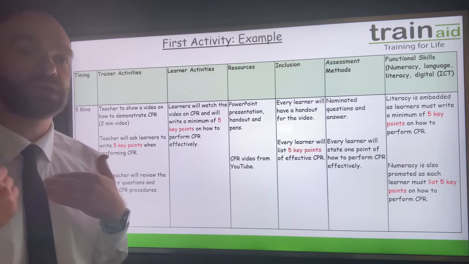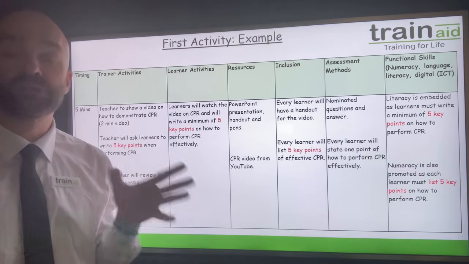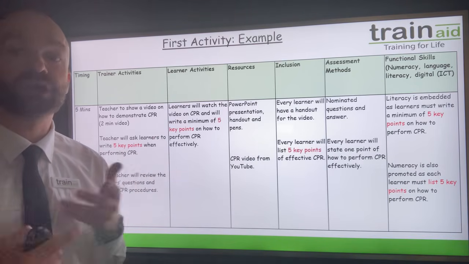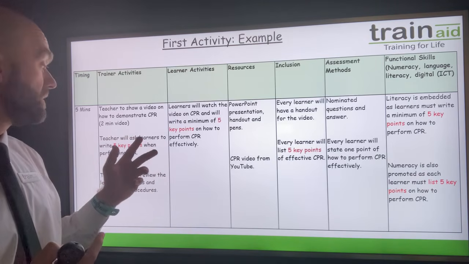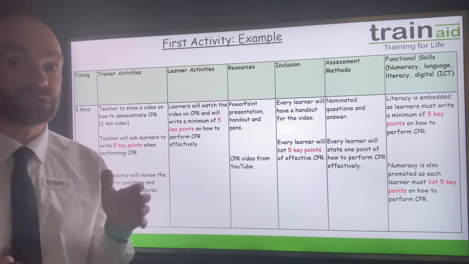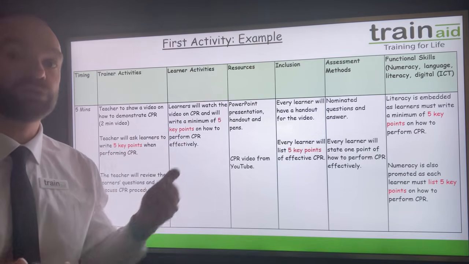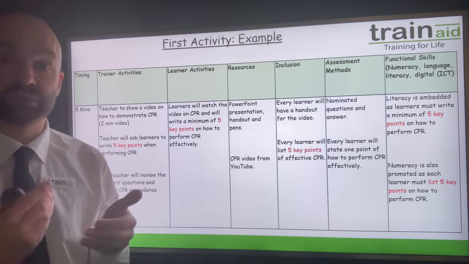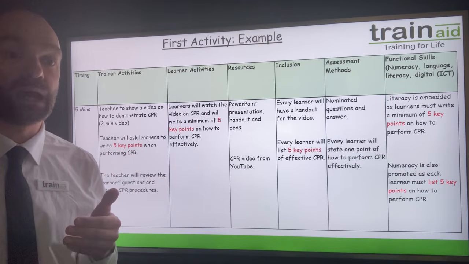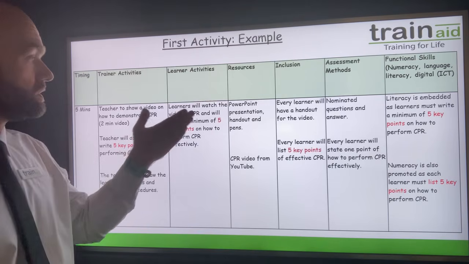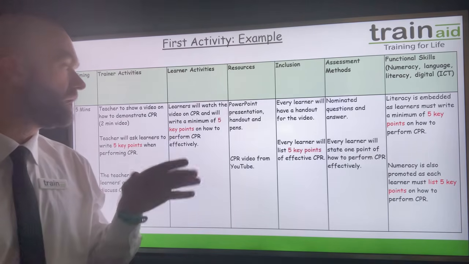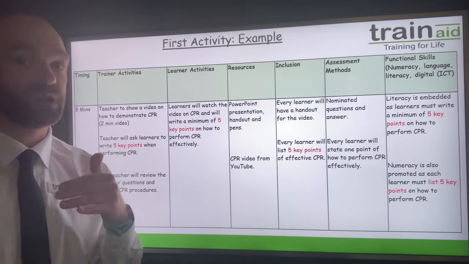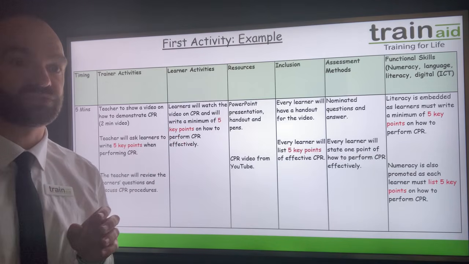So if it was myself, I would show a 2-minute video looking at CPR, okay? And I would also ask for my learners to write down 5 key points of CPR as well. So whilst they're watching the video, I would like for them to stay active, and I would like for them to write down some key points on how to perform CPR as well. The learners will watch the video on CPR and they'll write down a minimum of 5 key points on how to perform CPR. After the video, I'll test their knowledge, of course.